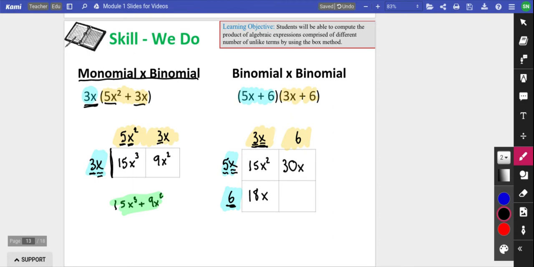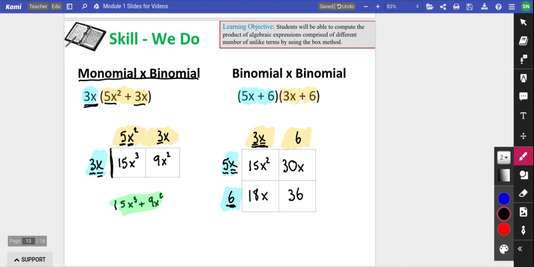And last but not least, we will multiply 6 times 6. And the answer, we will put it where the two would meet if we were to extend the lines. So 6 times 6 is 36. Now, in this case, we are able to combine the terms. Let's look at what we have. We have 15x squared, 30x, 18x, and 36.